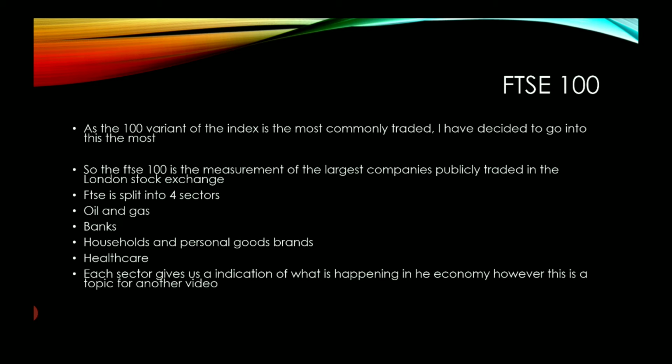So this index of FTSE 100 split into 4 different sectors: oil and gas, that's one sector; banks, households and personal goods brands, also one sector; and healthcare. So that's each 4 sectors, and these give us an indication of what is happening in an economy. So obviously that's a topic for another video on economics.